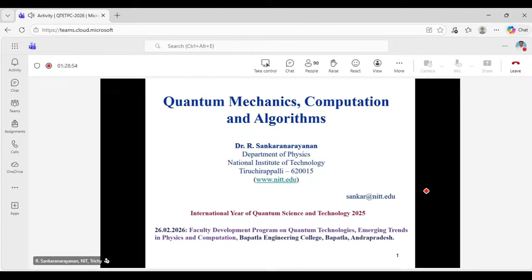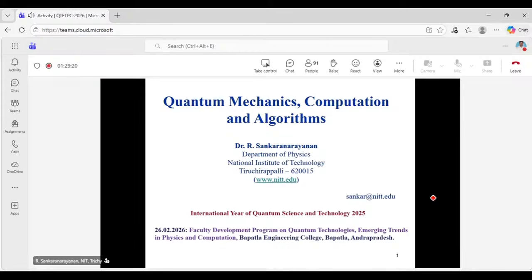And of course, we have to have a good flair for mathematics so that we can appreciate the subject and take it forward. Right. So the title of my talk is Quantum Mechanics, Computation, and Algorithm. I'll be talking about these three aspects from the quantum computing point of view.